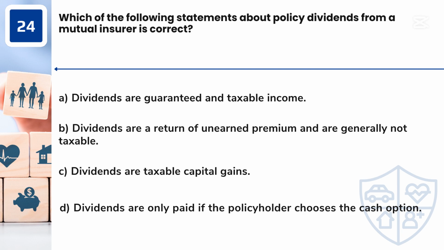Question 24. Which of the following statements about policy dividends from a mutual insurer is correct? A. Dividends are guaranteed and taxable income. B. Dividends are a return of unearned premium and are generally not taxable. C. Dividends are taxable capital gains. D. Dividends are only paid if the policyholder chooses the cash option.